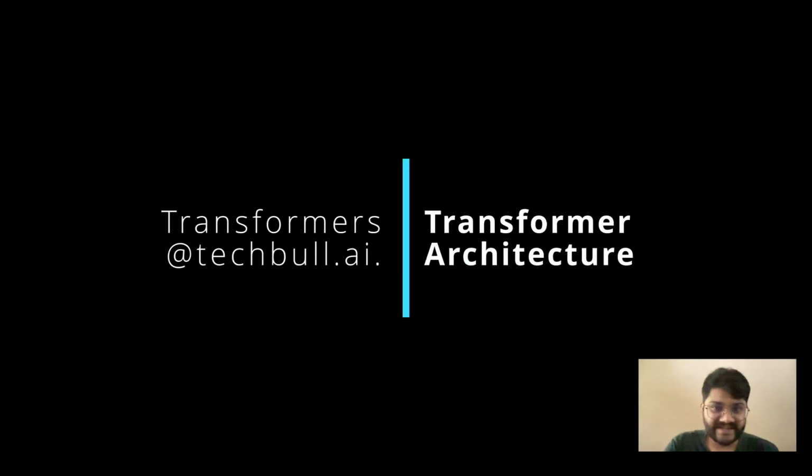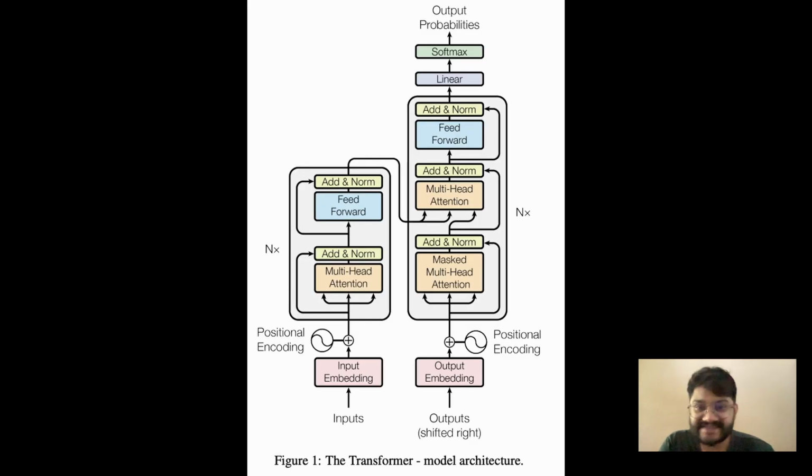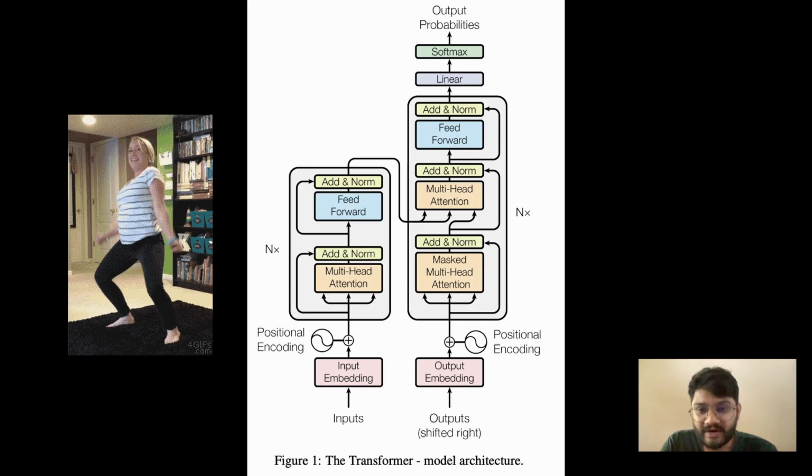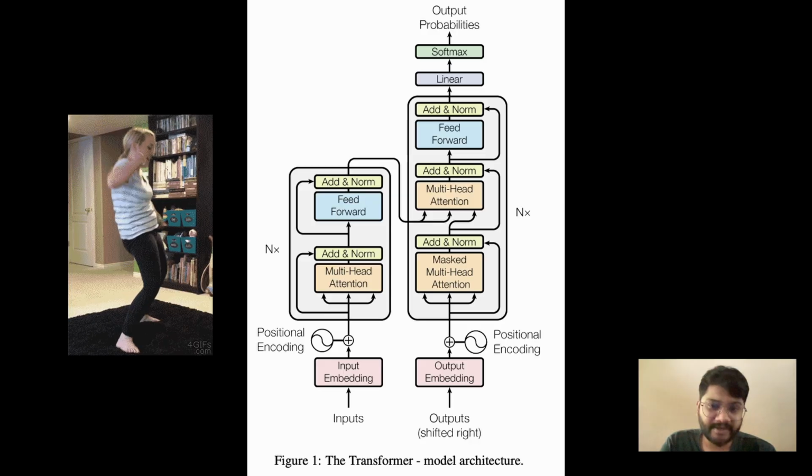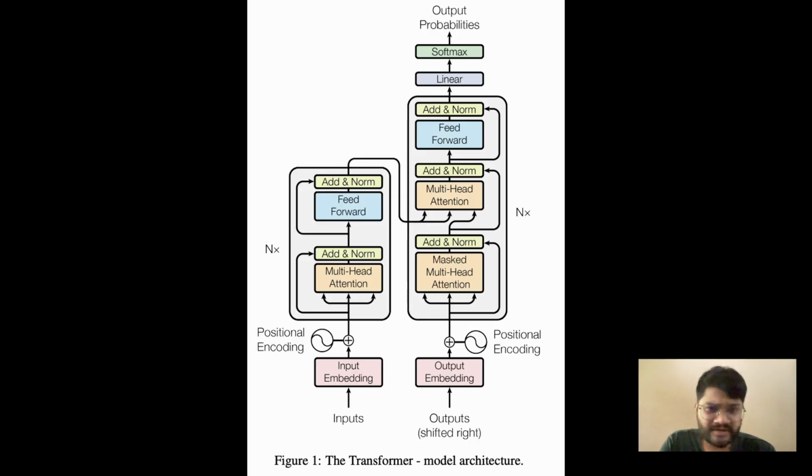Imagine a model that understands language without reading word by word in order. A model that processes the entire sentence in parallel. A model that powers ChatGPT, BERT, GPT-4, Claude, Gemini, and almost every modern AI breakthrough. That model is called the transformer.